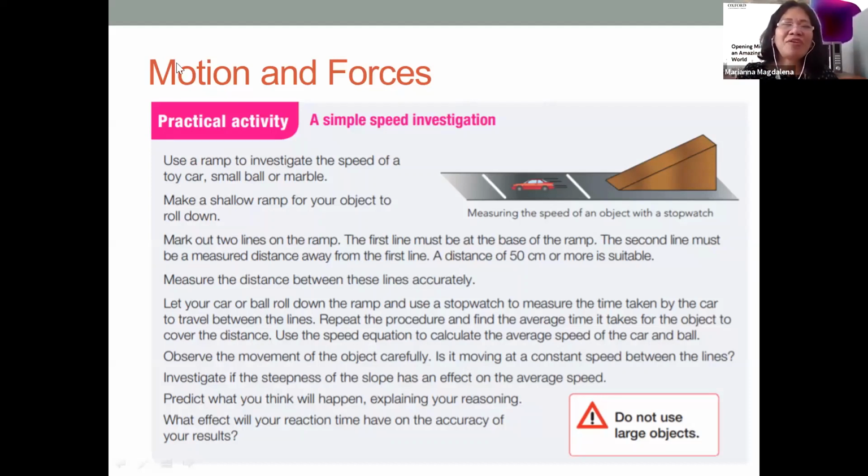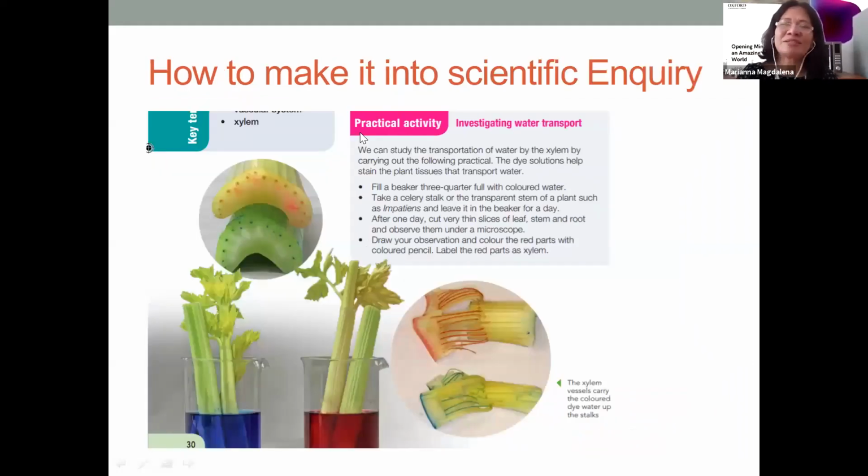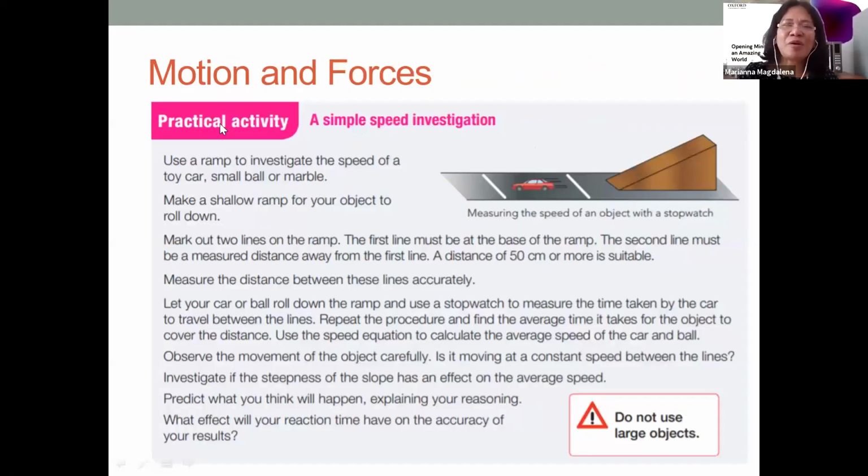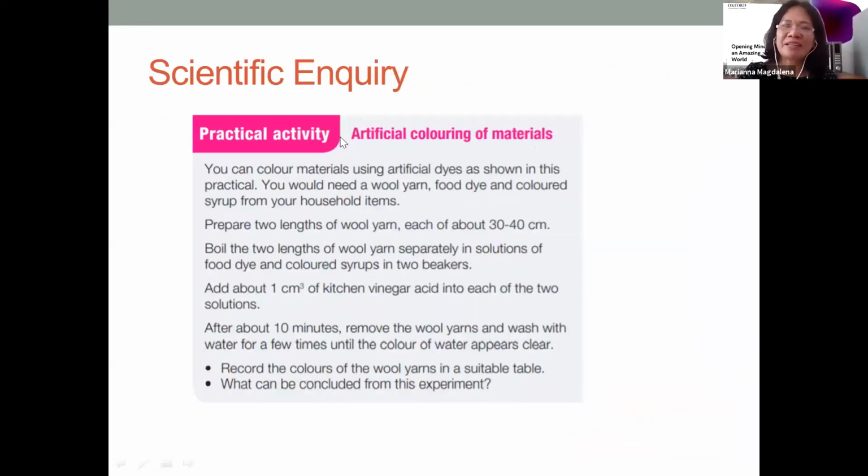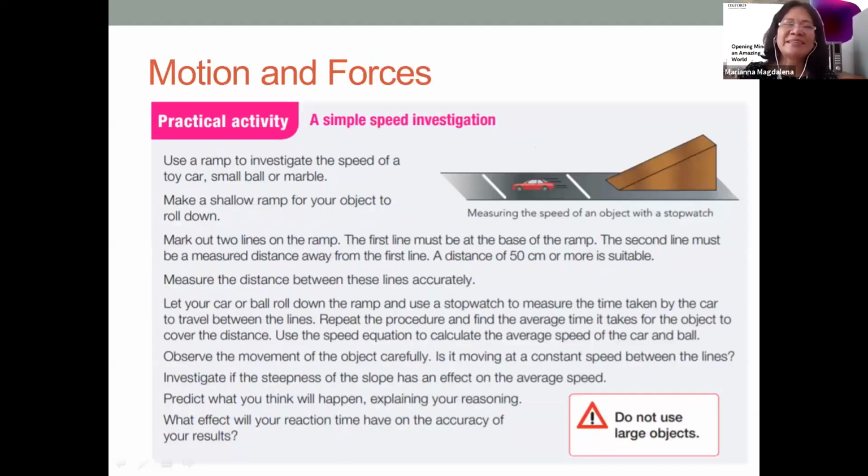Now this is another science activity. So let's run two more. This is about scientific inquiry because there are things that you change, then there are things that you keep the same. But how about this? How to make it into scientific inquiry?